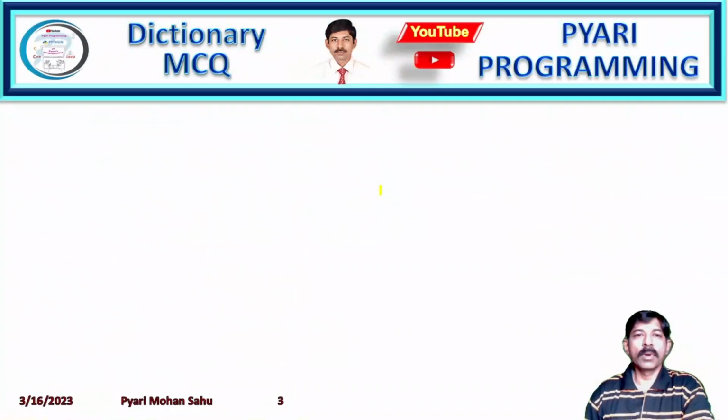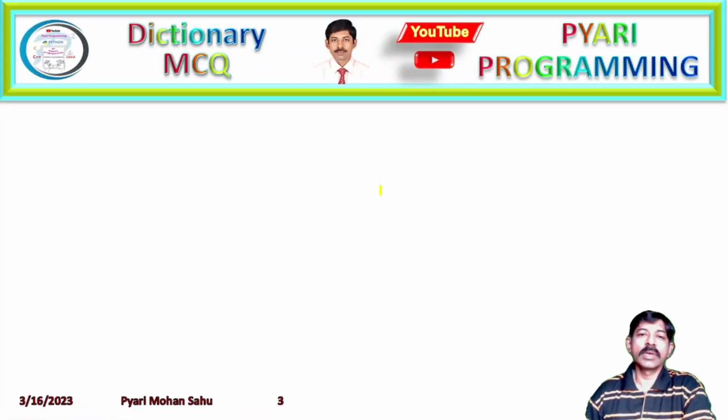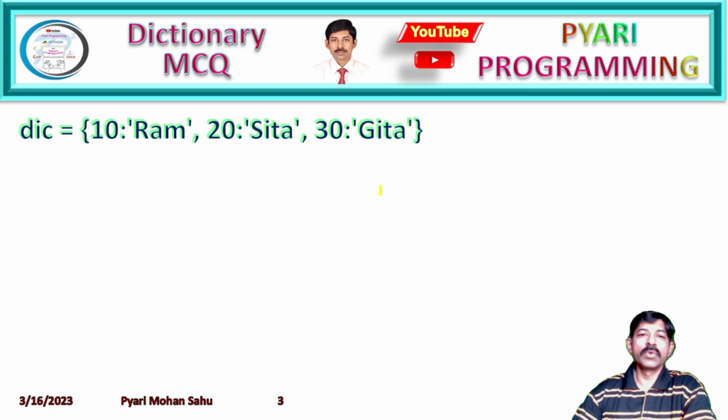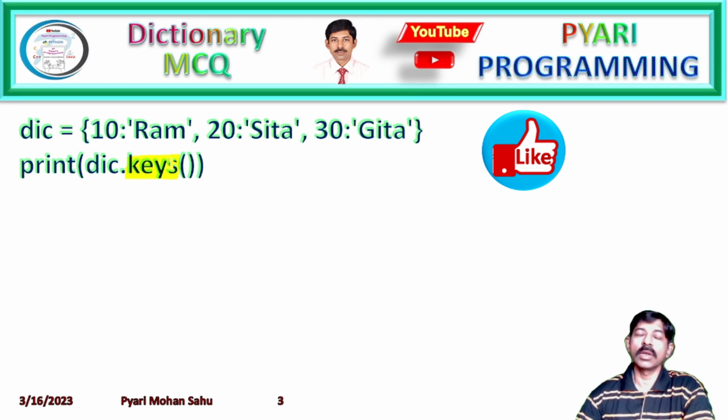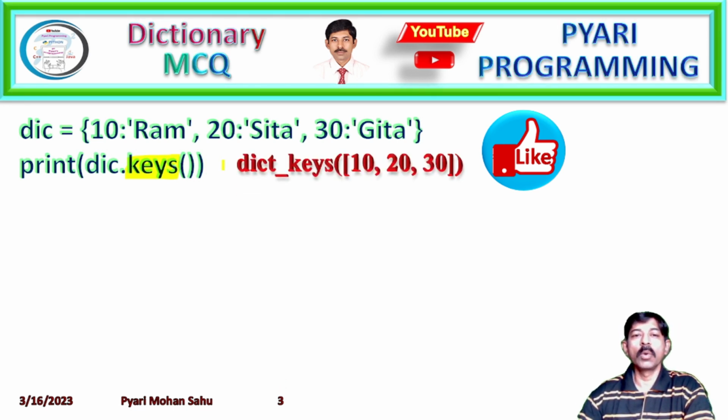Let's see an example of keys, values and items. Now suppose we have this dictionary where 10, 20, 30 are keys. Ram, Sita, Gita are the corresponding values. Now if I am saying print dict.keys, now I am using keys where the keys is the function and dict is used to call the function. Now what will be my output?